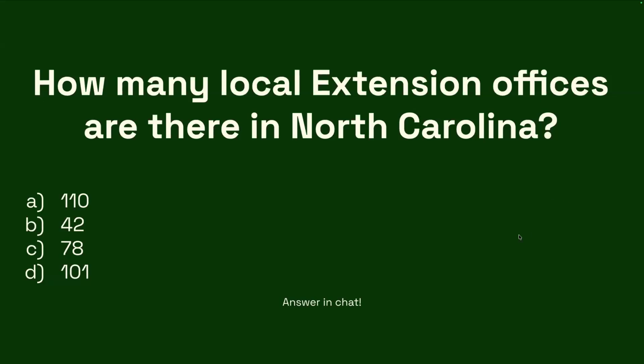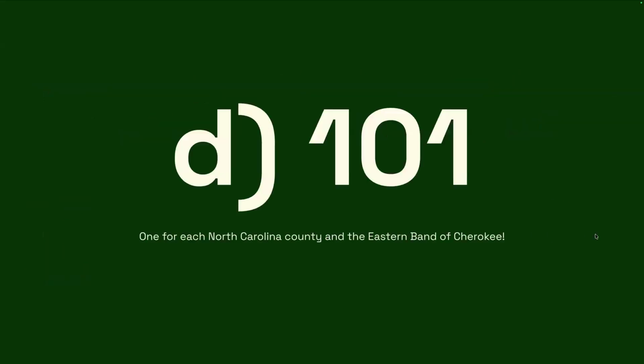Okay, cool. Thanks, y'all. So the answer is D, 101. There's actually one office in each North Carolina county and one for the Eastern Band of Cherokee. There's a little bit of NC trivia for you if you didn't know that, which I didn't know until the last couple of years. There are exactly 100 counties in this state. And fun fact, the 3X project actually includes materials representing all 100 of those counties, which I will show you how to filter by later in the demonstration.